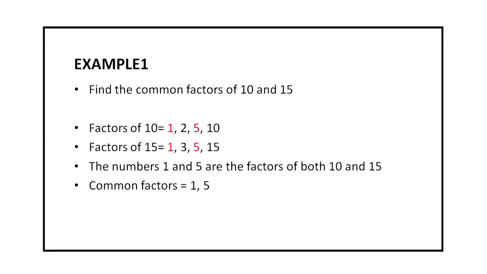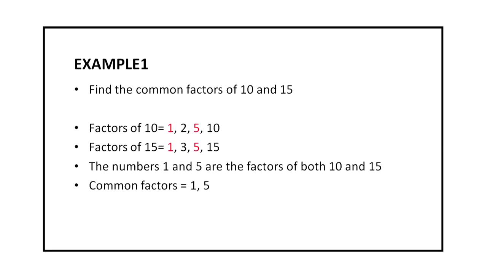Let us explain using an example. Find the common factors of 10 and 15. So, step number 1, write down the factors of 10, write down the factors of 15. Step number 2, determine the factors that are common to both 10 and 15. And that will be the common factors of 10 and 15. So the factors of 10 are 1, 2, 5 and 10. 1 is the factor of every number. 2 and 5 exactly divide 10. And every number is a factor of itself. Thus we get 4 factors for the number 10.